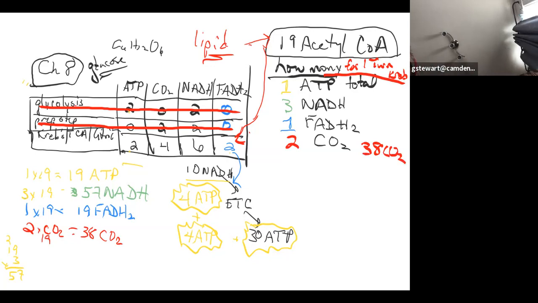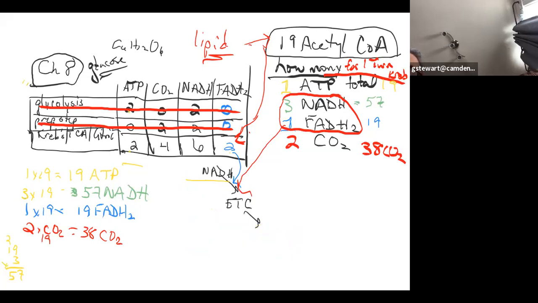If I turn this all the way to completion, meaning this would literally be the first part, I would have 57 NADHs, 19 FADH2s, and 19 ATPs directly. Then if I took the NADHs and the FADH2s and sent them all the way through the electron transport chain.